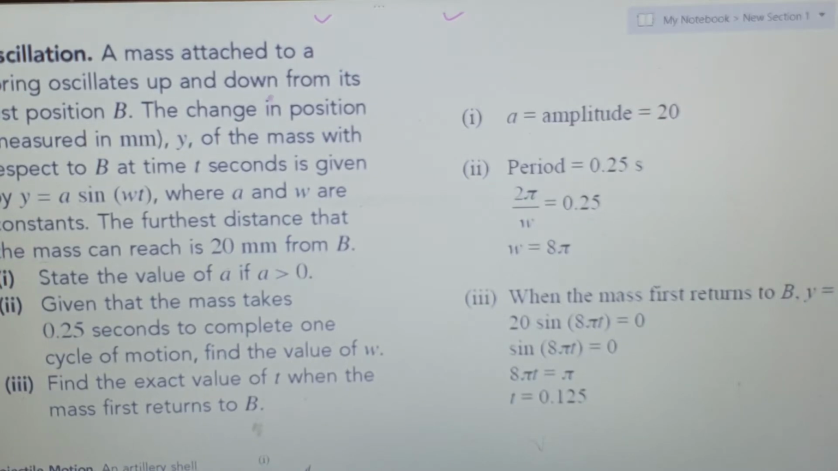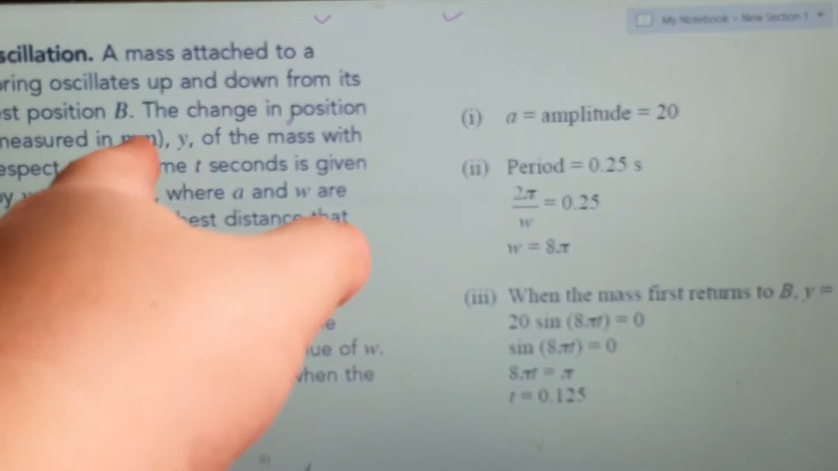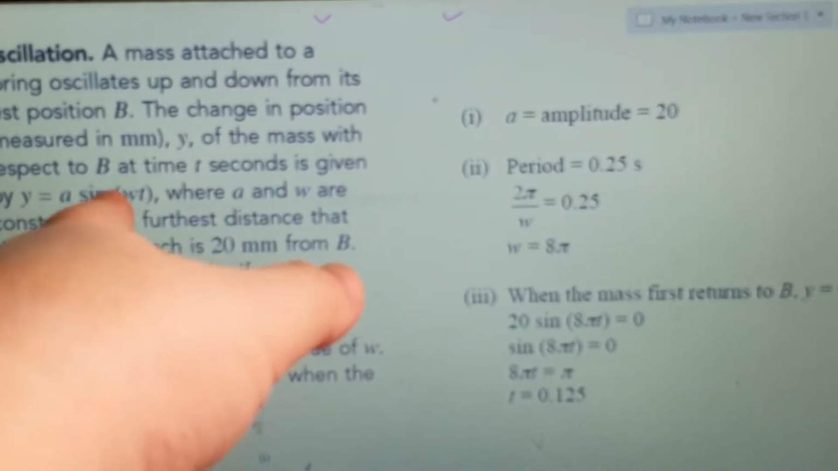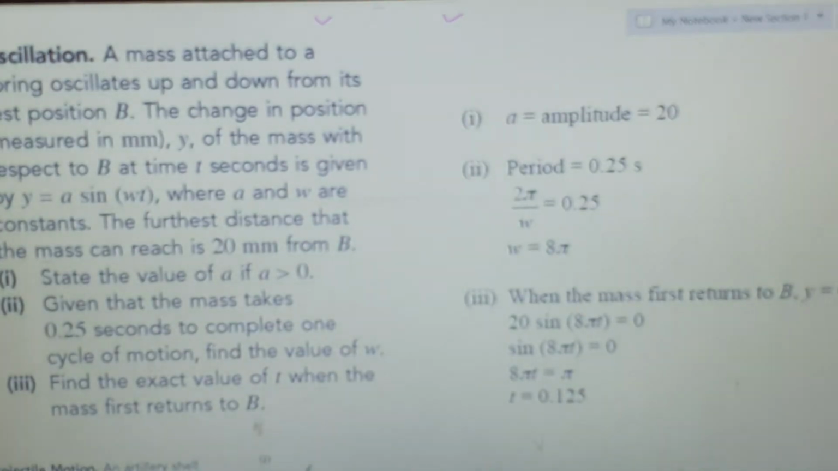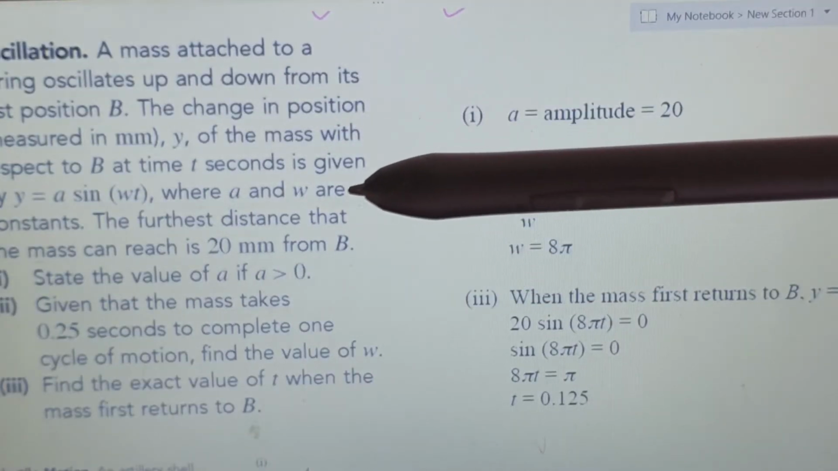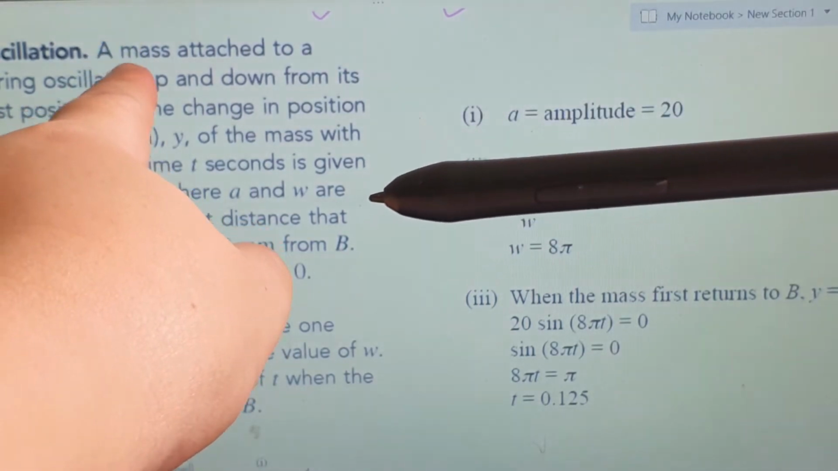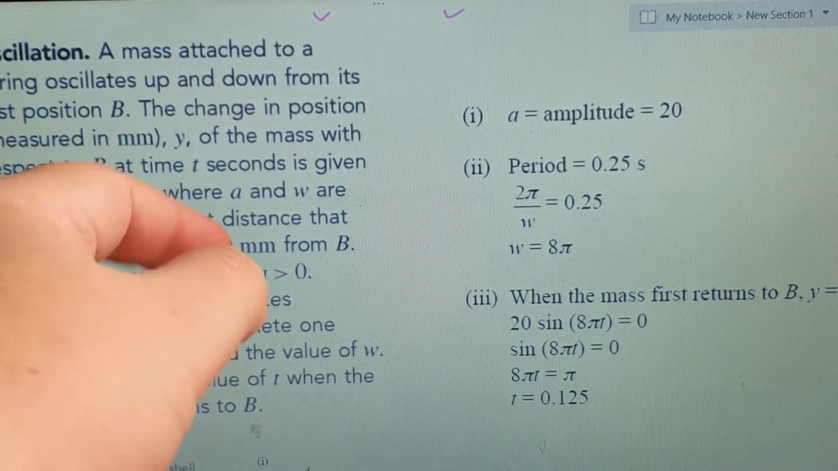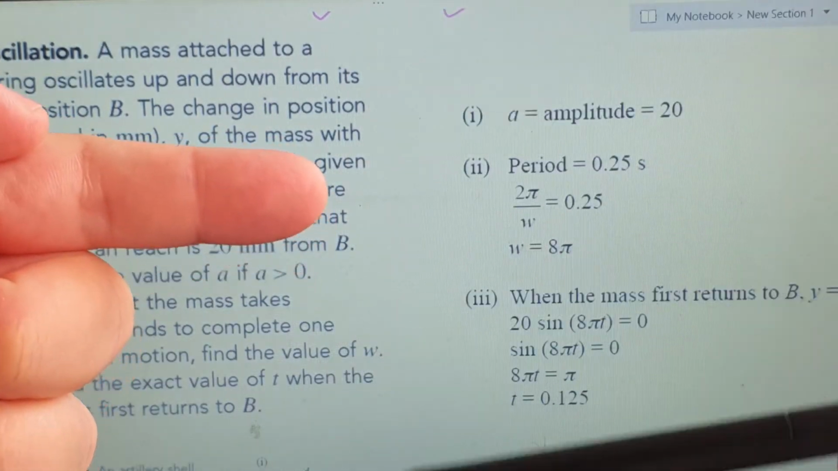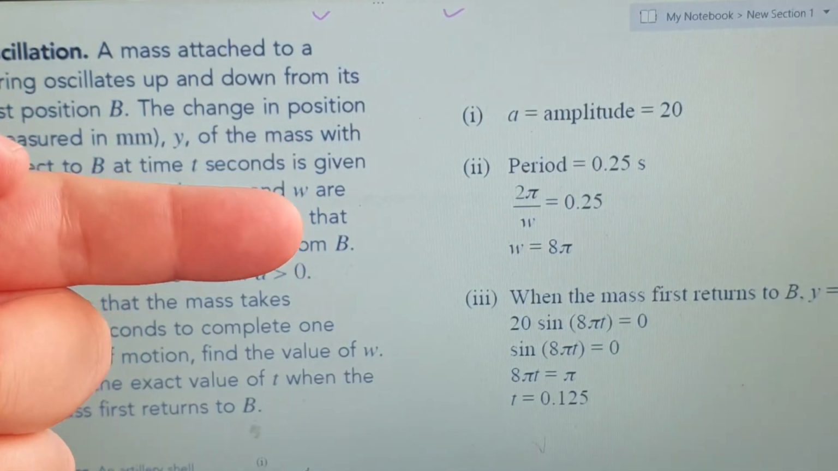A mass attached to a spring oscillates up and down about position B. The change in position is given by this. So what it means is that there is a spring, right? There's a spring and then this mass attached to the spring goes up and down. Okay, this is point B. Then you go up, go down, go up, go down. This is what it means.